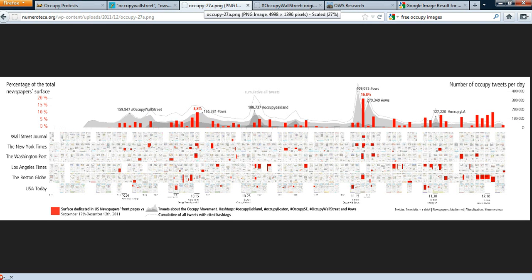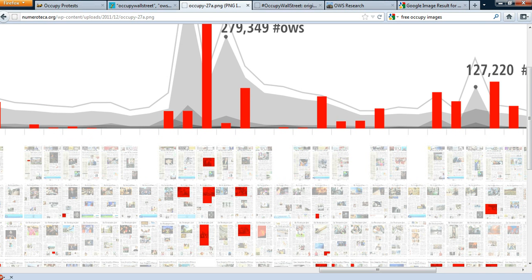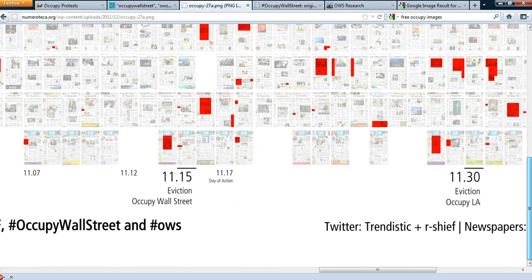Wow, there's a lot going on here. So what are the grey spikes? Well, this image from Numerateca.org compares Occupy coverage in major newspapers with the number of Occupy tweets per day from September 17th to December 13th. This huge gray spike that you see is Twitter activity, next to a large red spike in newspaper coverage. So if we zoom in, and then we go down to the bottom here, we see that November 15th was the eviction of Occupy Wall Street, and that corresponds to those spikes.